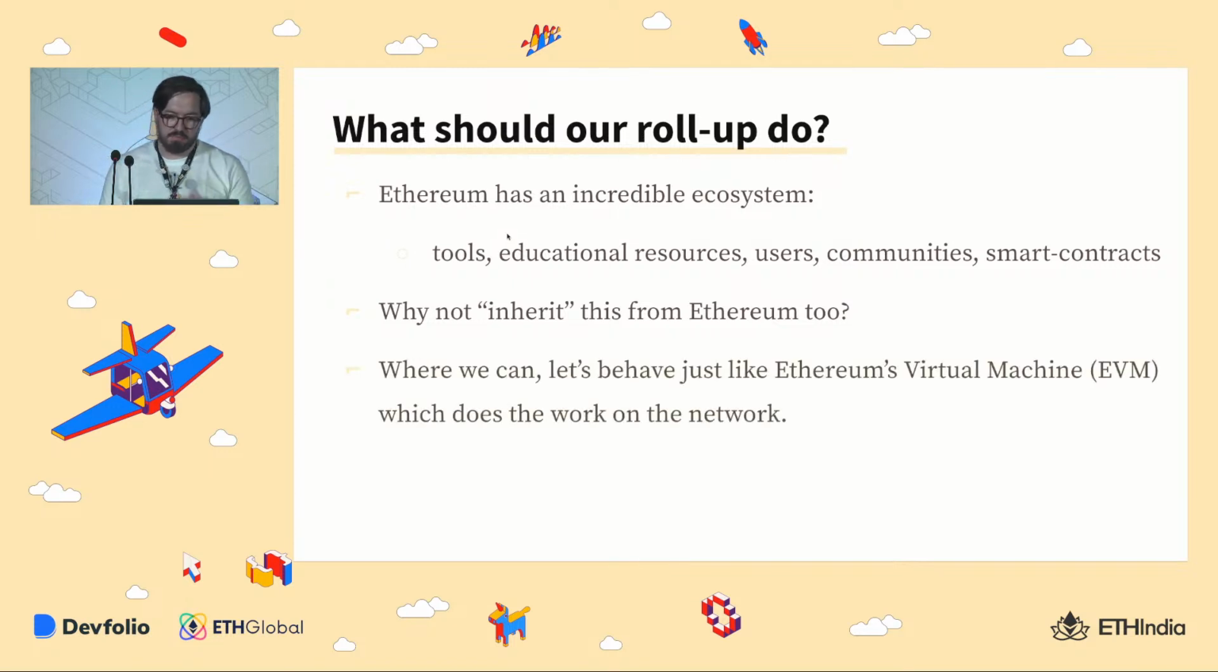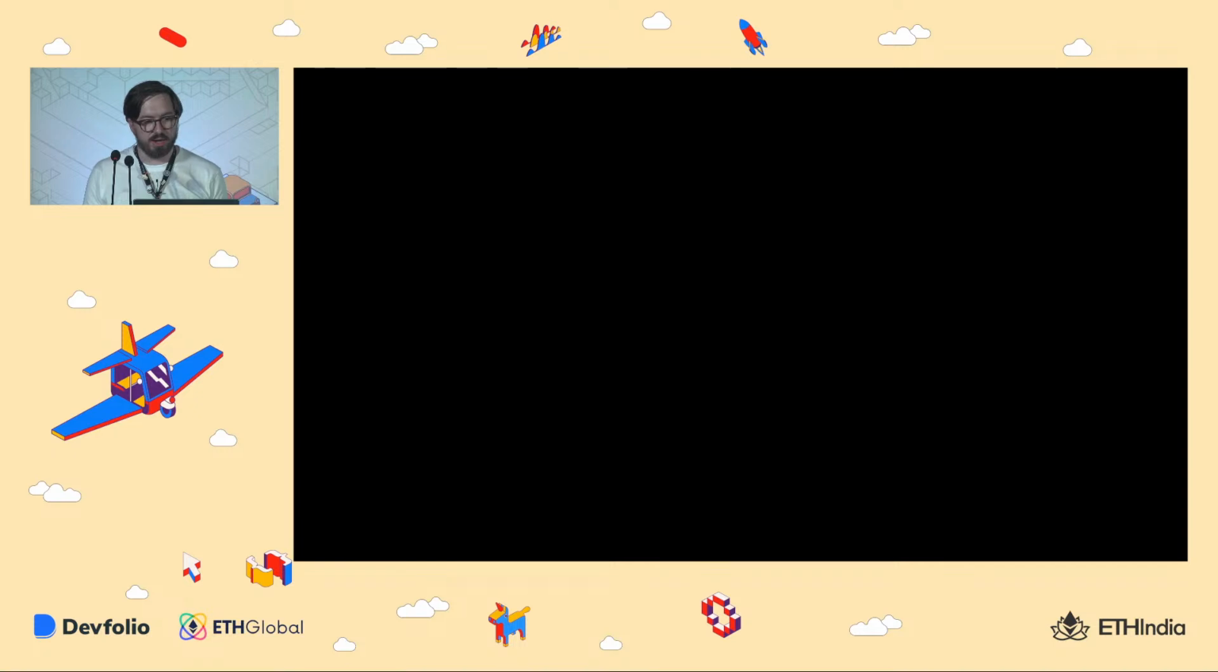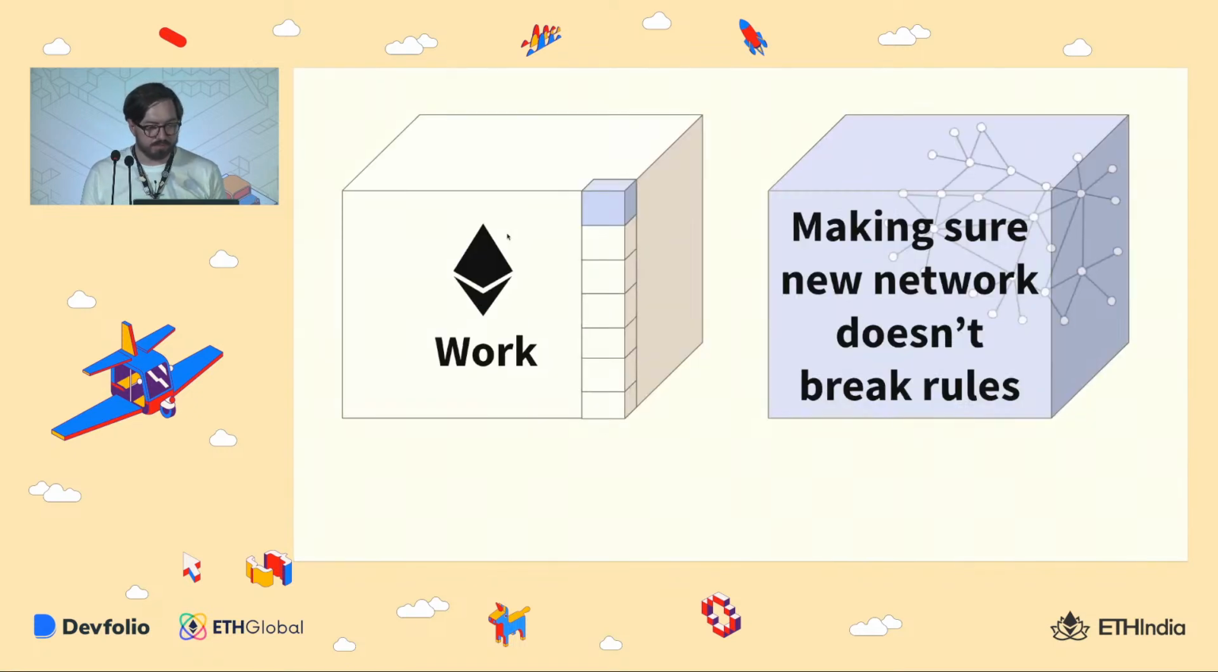And so as a choice, we can say, wherever we can, let's just behave exactly like Ethereum's virtual machine, that thing that does the work on the network, so developers don't have to change their mindsets, learn new gotchas, or anything else. And that is kind of the basis and the idea of Scroll, thinking about how to scale Ethereum in a reliable way without being a bad developer experience.